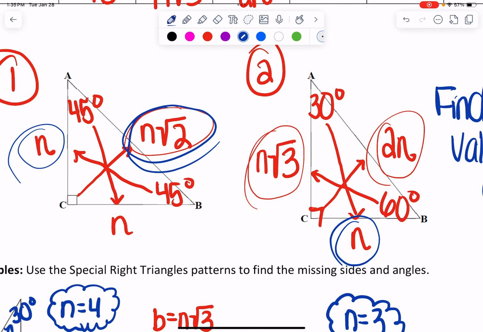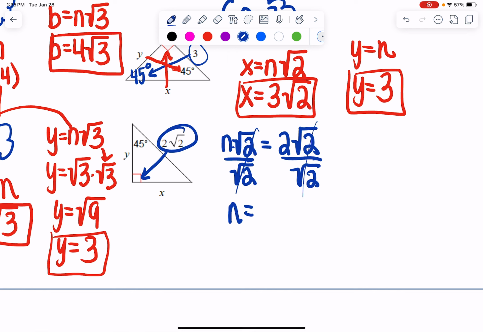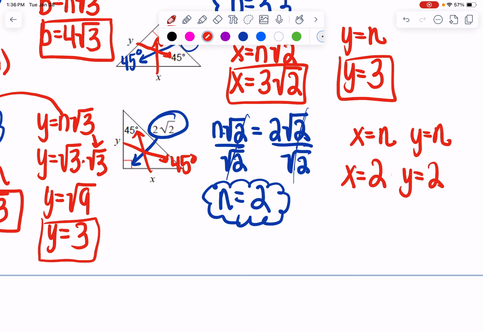So how do I do that? This is multiplying, so I would just divide by root 2 and root 2. This cancels out, which is n, which is what I want, but then look what happens on the other side. This cancels as well, so I'm just left with n equals 2. And then guess what? X and y are kind of similar. X is across from 45, and y is also across from 45. So in a 45, 45, 90, they both equal n. N is 2, so x is 2, and y is 2.